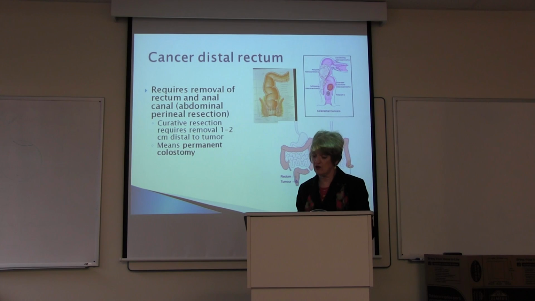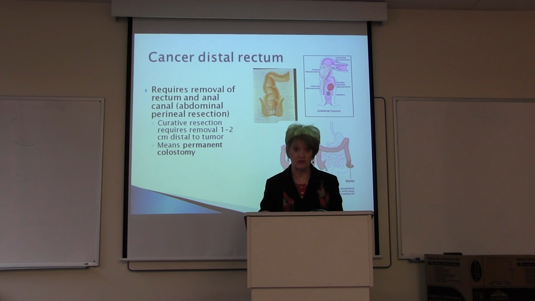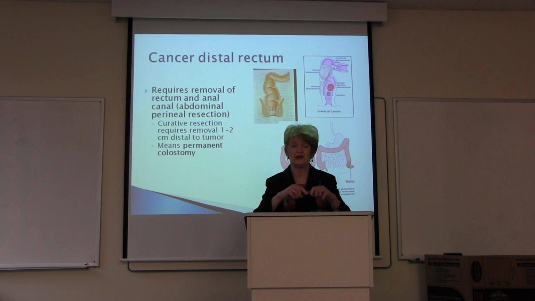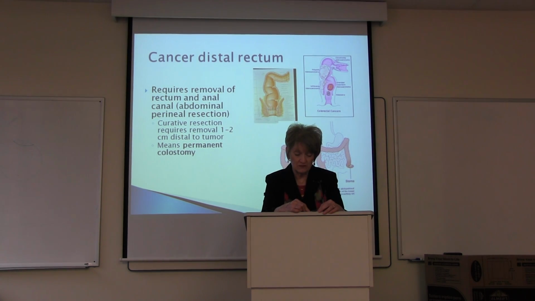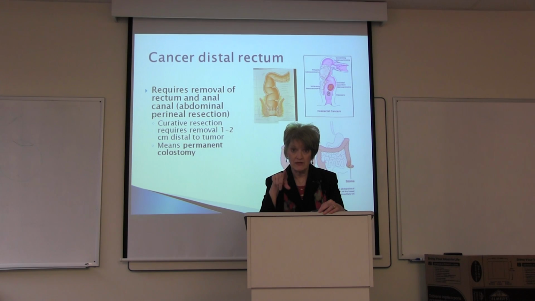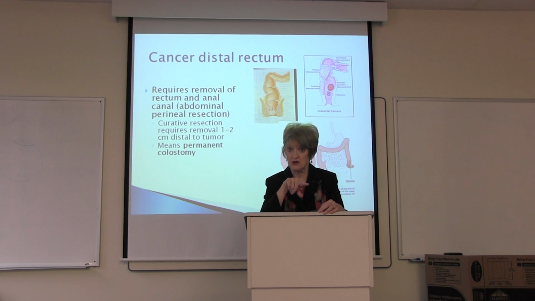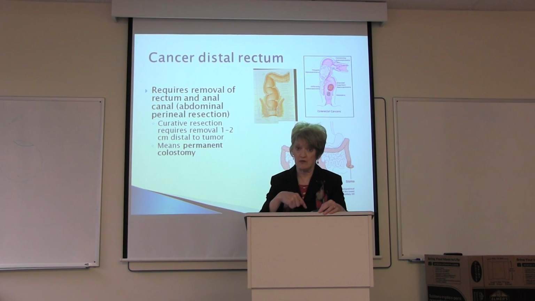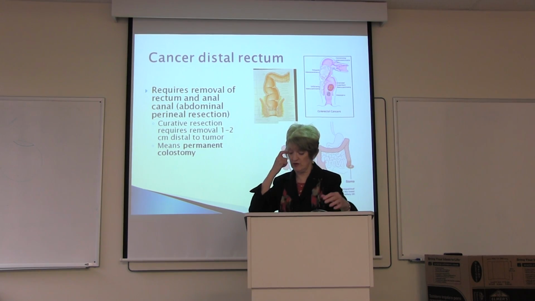This procedure is known as abdominal perineal resection. You see that on your handout. I want you to learn that term because if you see on a surgical report that the patient had APR for rectal cancer, that tells you that there was an abdominal incision, that there was a perineal incision in order to remove the rectum, the anal canal, and the sphincters. And it also tells you that that colostomy is permanent. So APR, abdominal perineal resection of the rectum.